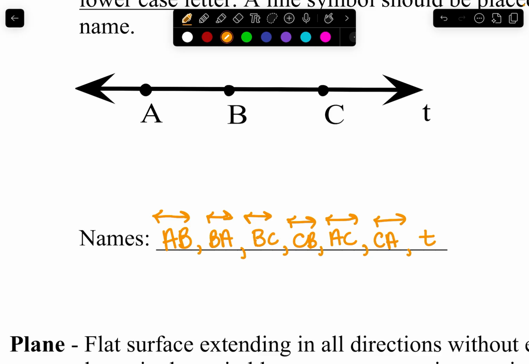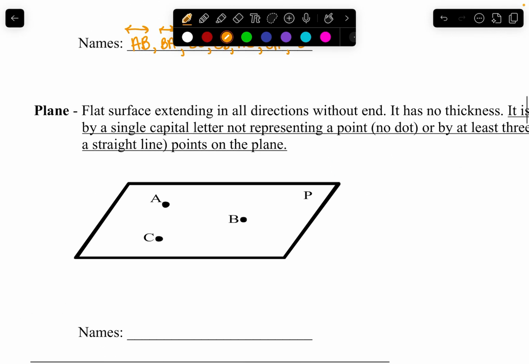All right, so those are the different ways that we can name a line. Remember that you use any 2 points that are on the line. The order does not matter. All of those are acceptable names.